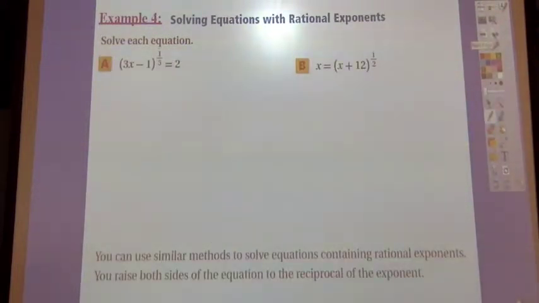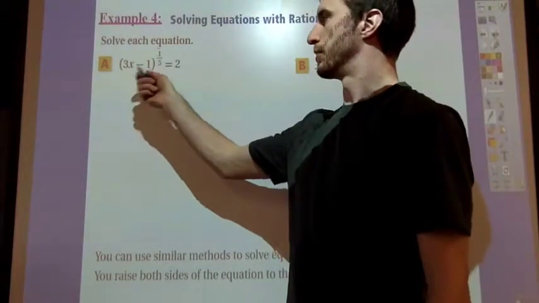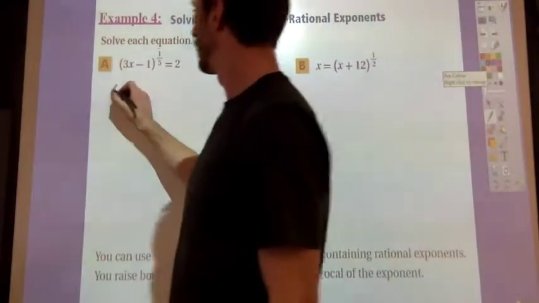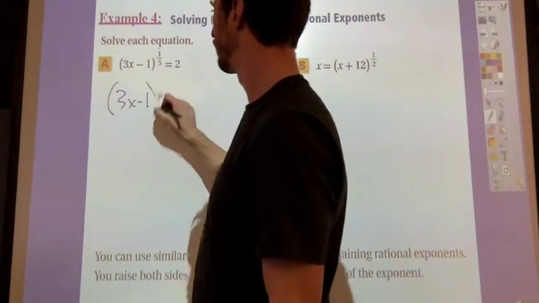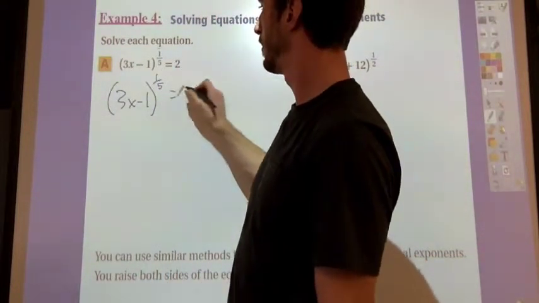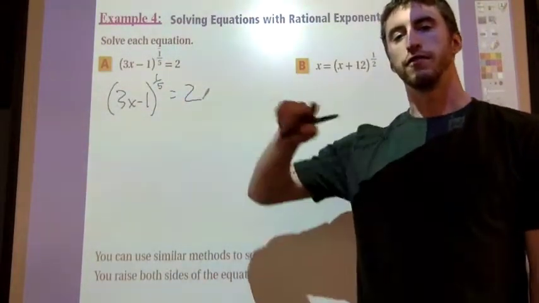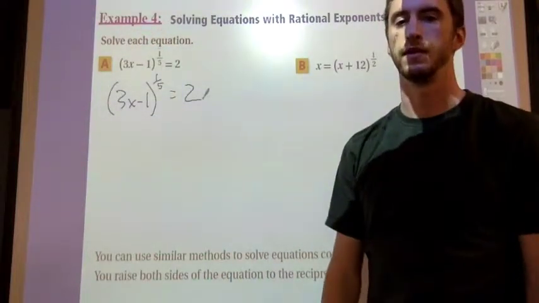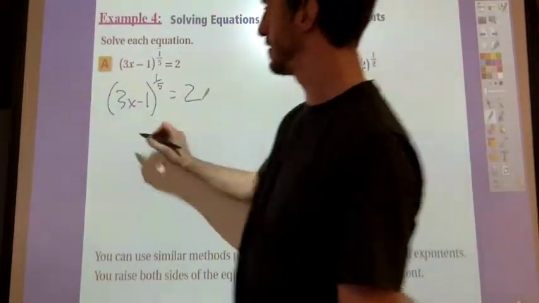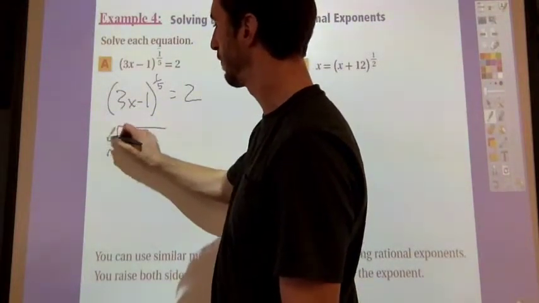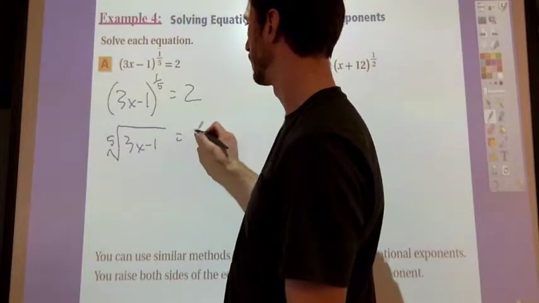Okay, that was a lot. Solving equations with rational exponents. Very similar, but you have to remember that rational exponents, right? This is 3x minus 1 raised to the 1/5 equals 2. Raised to the 1/5 is another way of saying the 5th root of. So this is the same thing as saying the 5th root of 3x minus 1 equals 2.